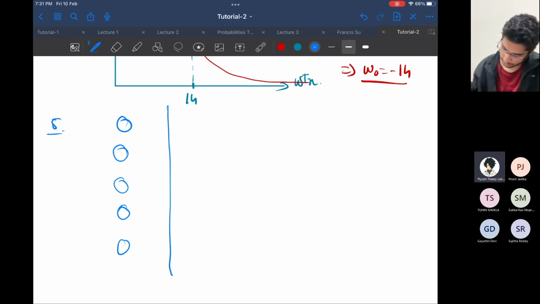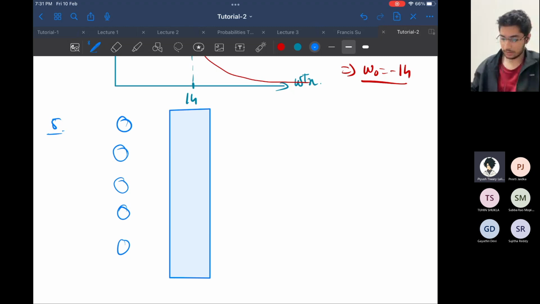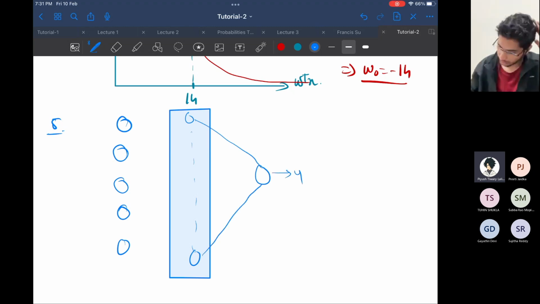And there has to be a certain number of neurons here. I don't know how many neurons here. Okay, and there should be one output neuron, and this should give you the output. So this is again a counting problem. How many possible inputs can there be? This can have a value of 0 or 1. Similarly, this, and similarly this.